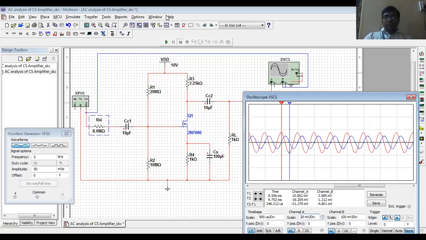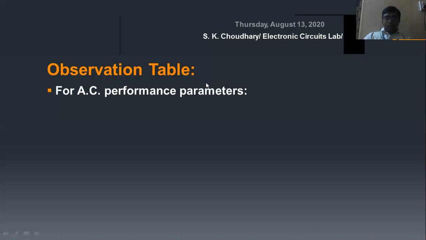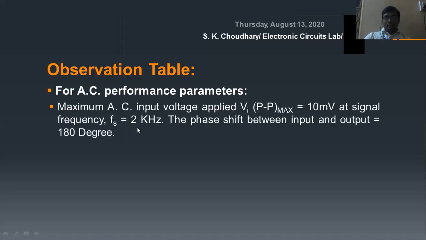Now we have to see the observation table. Here again we go back to the observation table. You have to find the AC performance parameters for an applied 2 kilohertz and 100 millivolt.